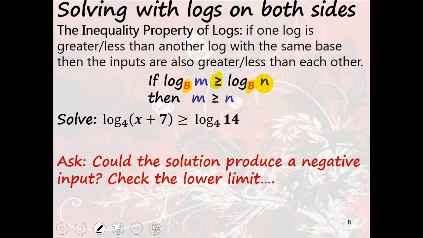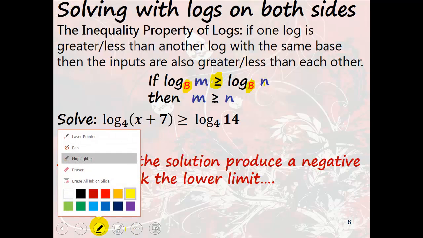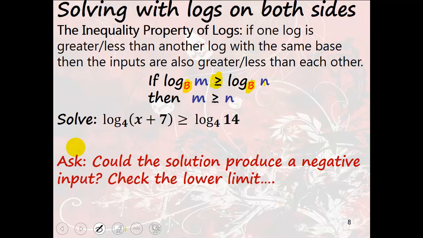So now I'm going to solve this. I have the problem log base 4 of the input x plus 7 is greater than log base 4 of the input 14. So my bases are the same. So that means my inputs have to be greater than in the same way. So that means x has to be greater than or equal to 7. And in interval notation, that's how we're going to write it.